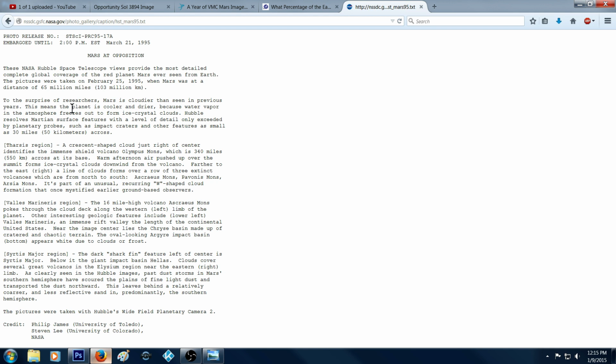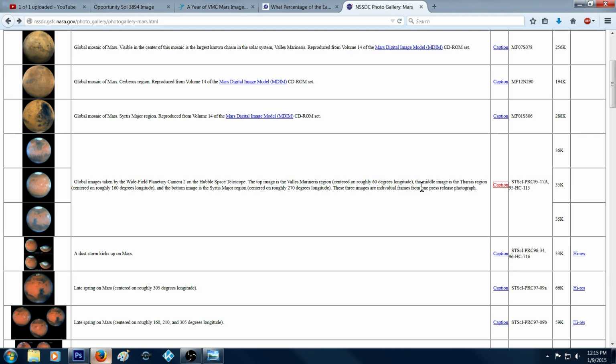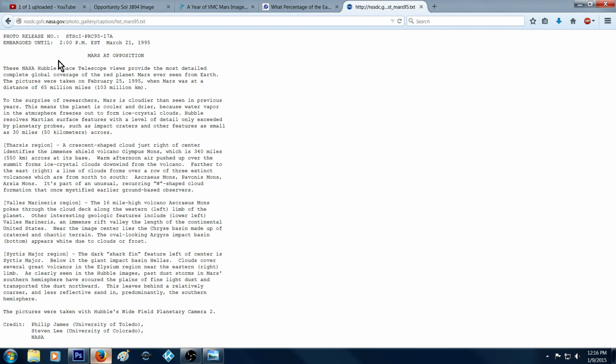I think this is going to show the camera. All right, Mars at opposition. Views provide a detailed global coverage of the red planet. I like the way they say that. Look at these NASA Hubble Space Telescope views providing the most detailed, complete global coverage of the red planet. I'm not seeing a fully red planet. I'm seeing this here. But anyway, you can see when it was released, March 21st, 1995. And they're telling you about these different regions, the Valles Marineris region and so on and so forth. And it tells you the three regions I just told you.